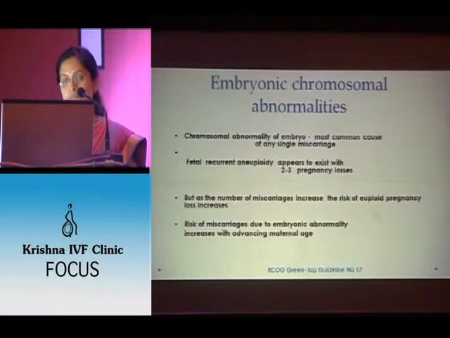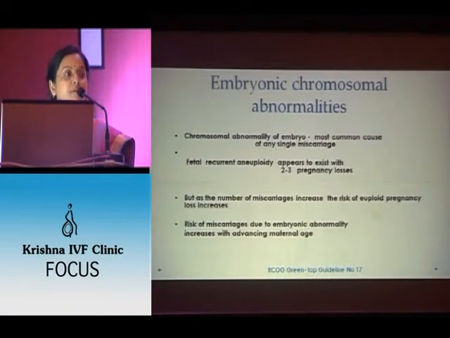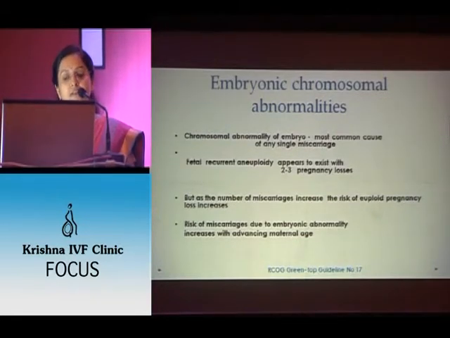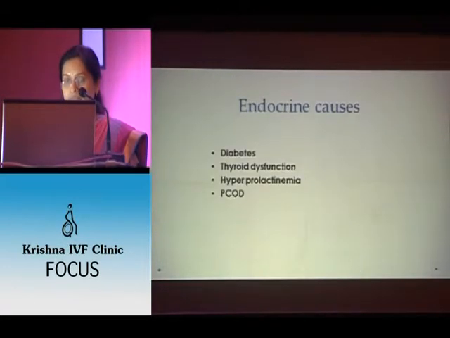Moving on to the embryonic chromosomal abnormalities. Fetal chromosomal abnormalities are the most common cause for any single miscarriage. Fetal recurrent aneuploidy appears to exist with up to 2 to 3 pregnancy losses. But as the number of miscarriages increases, the risk for euploid pregnancy loss increases. And the risk of miscarriage due to embryonic abnormality increases with advancing maternal age.